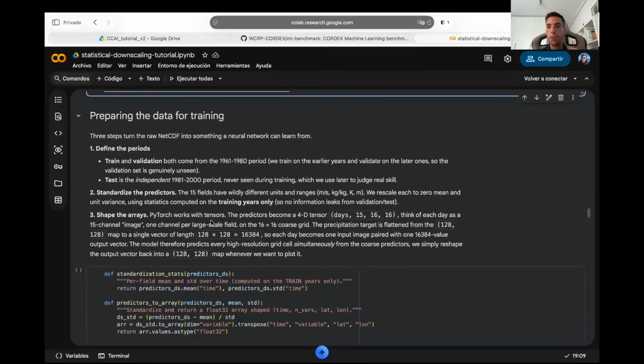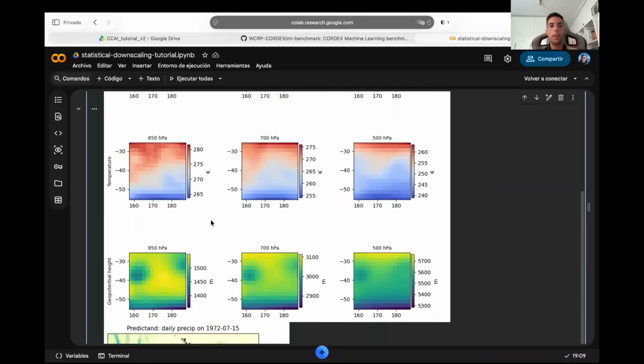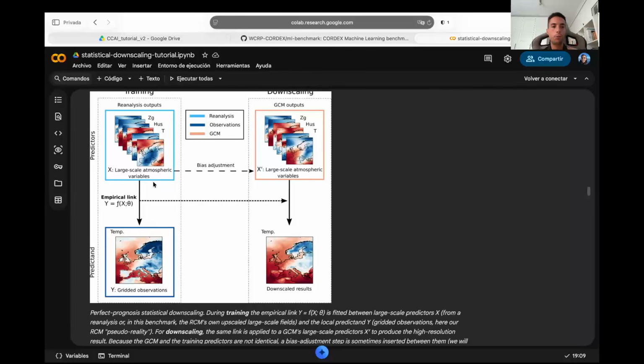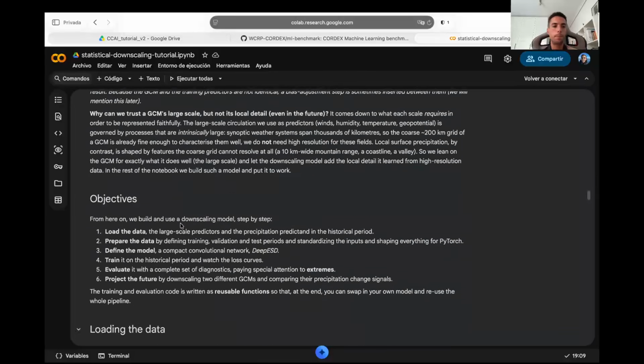Before using this data for training the model, I would like to emphasize what we are trying to learn. The predictors that I just showed correspond to these variables, and the predictand, which is the precipitation over New Zealand, is going to correspond to this variable over here. That's the idea. Now we want to use a deep learning model to learn this empirical link.